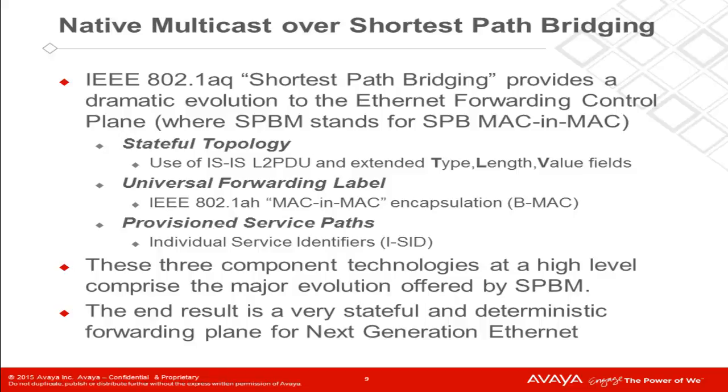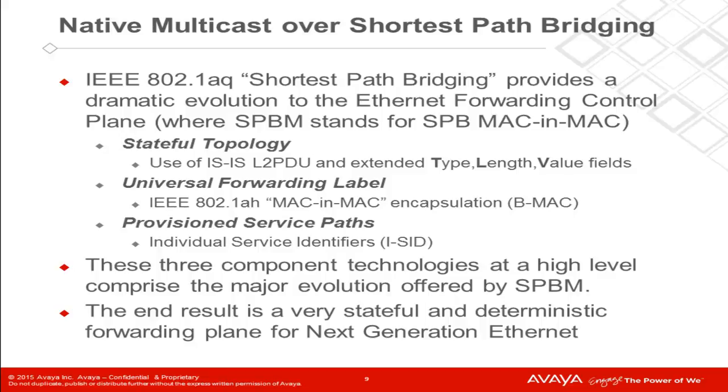Second, the fabric uses a universal forwarding label provided for by an earlier IEEE standard known as 802.1ah. This encapsulation method provides areas for information that, when used in conjunction with ISIS, provides for the vast array of virtualized services within the Avaya Virtual Services Fabric.